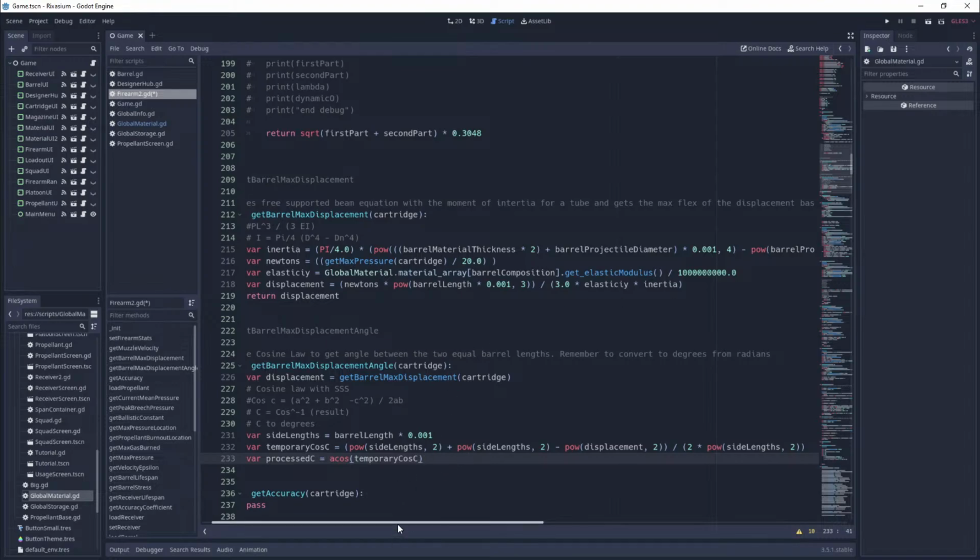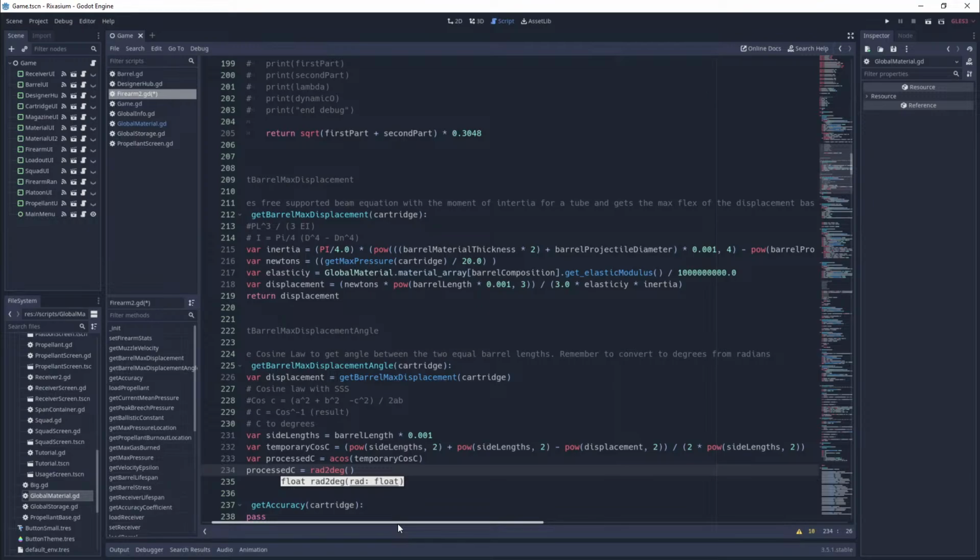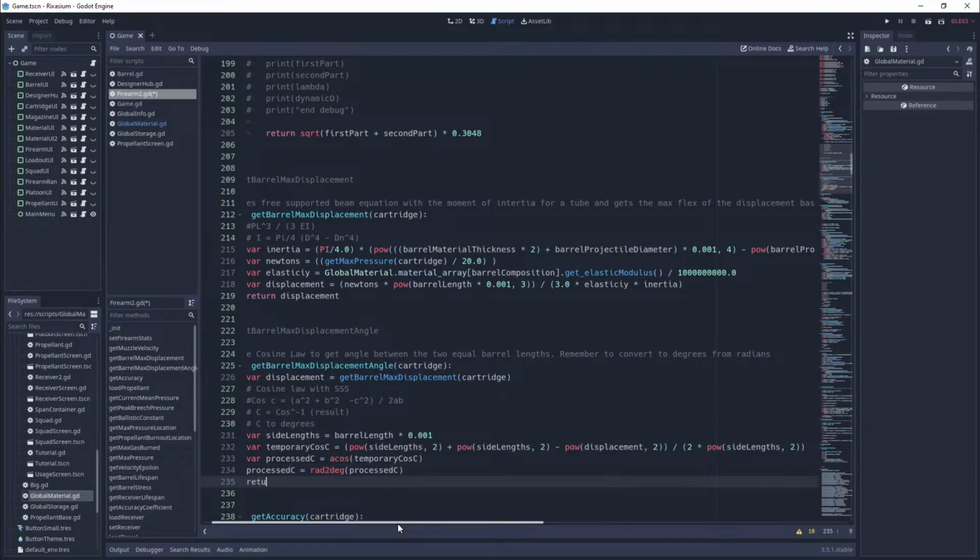So we have this, and then now process C equals rad to degree process C, and return process C. All right. So for this, we can now check to make sure that some things are okay.